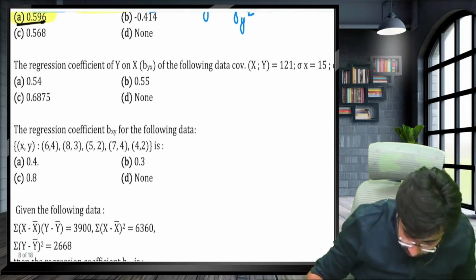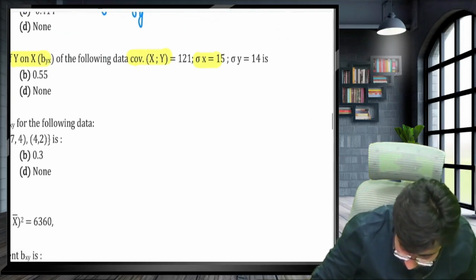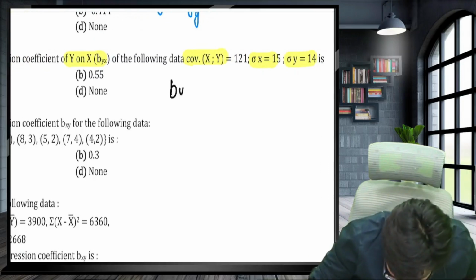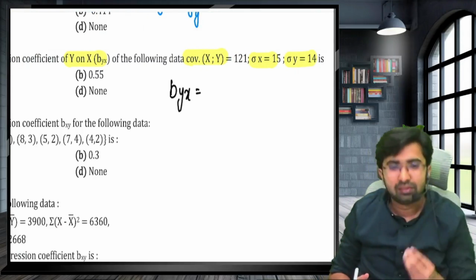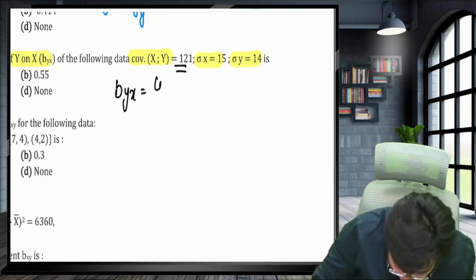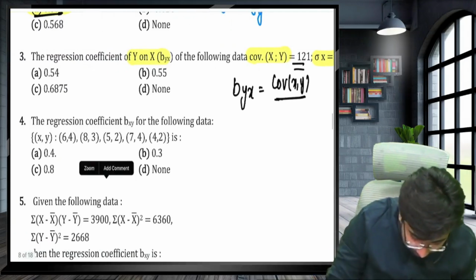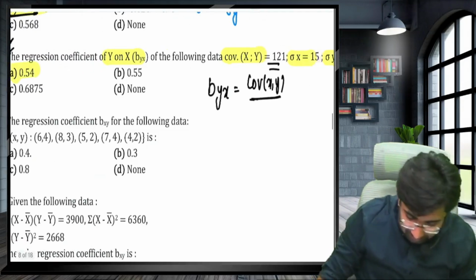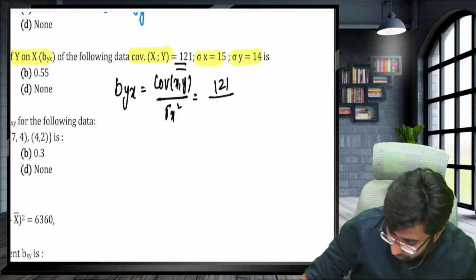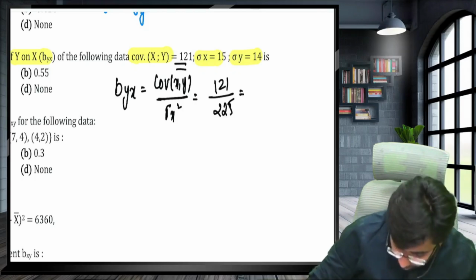Regression coefficient x on y, y on x, covariance. Guys, covariance, standard deviation of x, standard deviation of y is given. They are asking b y on x. Sir, you have given us covariance, so there is nothing to think, guys. Covariance between x and y divided by standard deviation of x whole square: 121 divided by 15 whole square, 15 into 15, 225. 121 divided by 225, 0.54. Done.